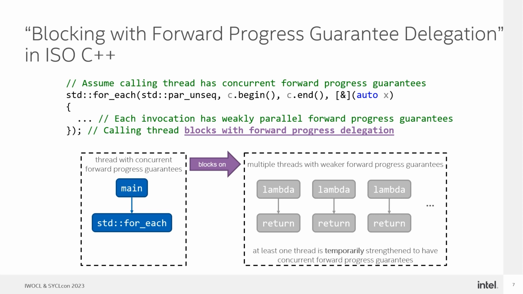So if they've only got weakly parallel forward progress guarantees, how can we be sure that this algorithm completes, or in fact that it ever does anything at all? Well, this is where blocking with forward progress guarantee delegation comes in. When one thread blocks on the completion of a set of threads with weaker forward progress guarantees, at least one of those threads is temporarily strengthened to have the same forward progress guarantees as the blocking thread. So in our example, the std::thread blocks on completion of the algorithm, and at least one of the threads executing the for_each will be temporarily strengthened to have concurrent forward progress guarantees. And one way to think about this is as if the blocking thread is actually stepping through those weaker threads and executing them, as shown in this animation, but that isn't the only valid implementation.